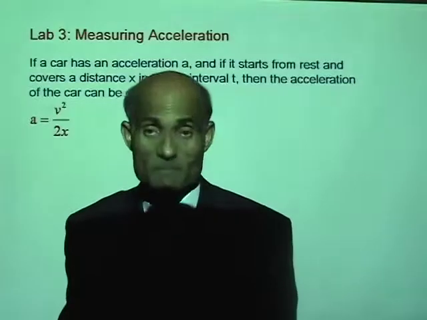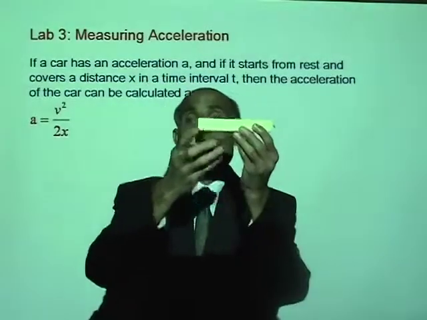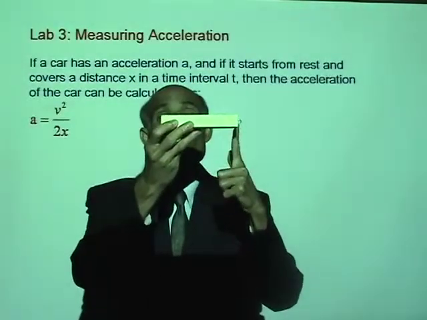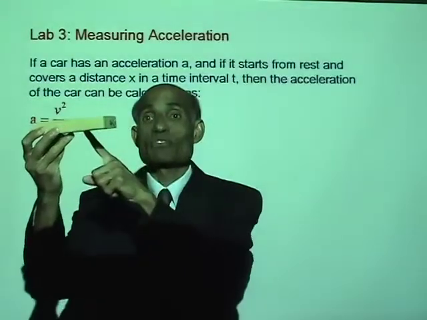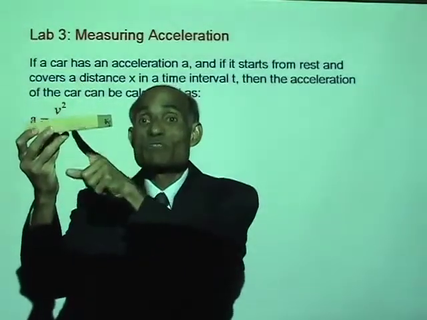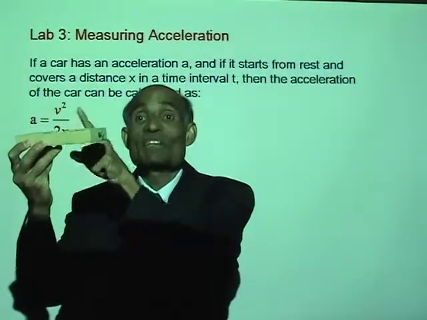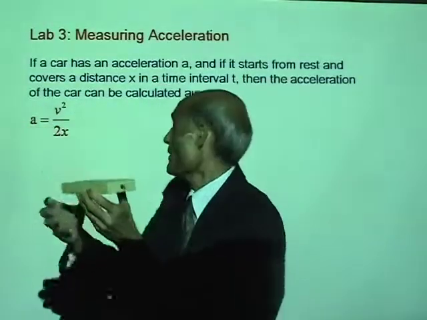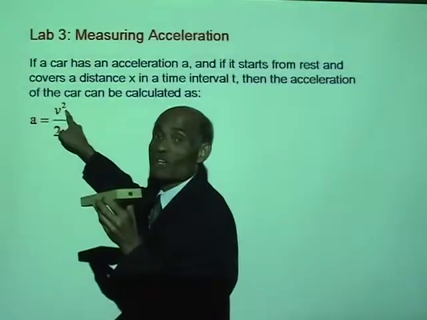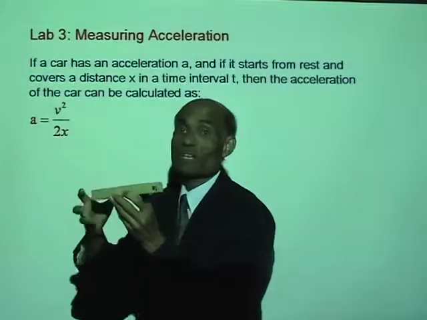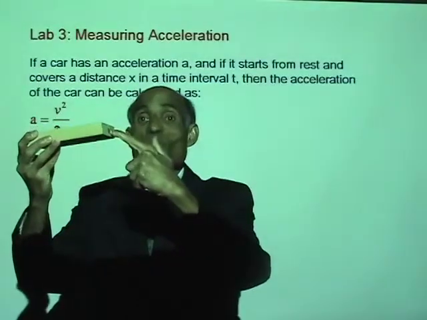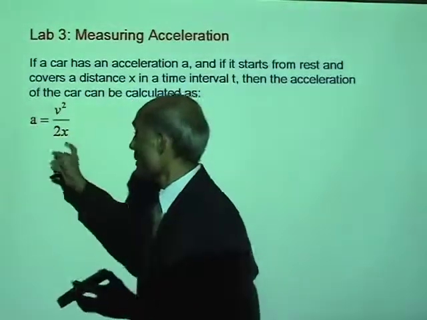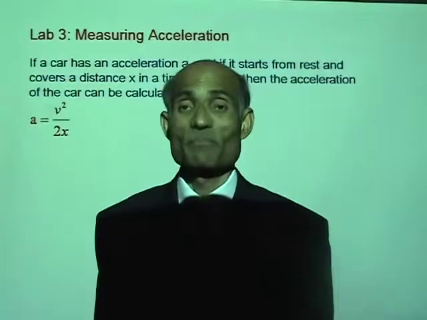Now, in other words, we're going to start a car. Its initial velocity will be 0. We will move it through a distance x and measure its velocity at the end of that distance x. And that will be this velocity. We square that velocity and divide it by 2 times the distance moved by the car, and that will give you the acceleration.